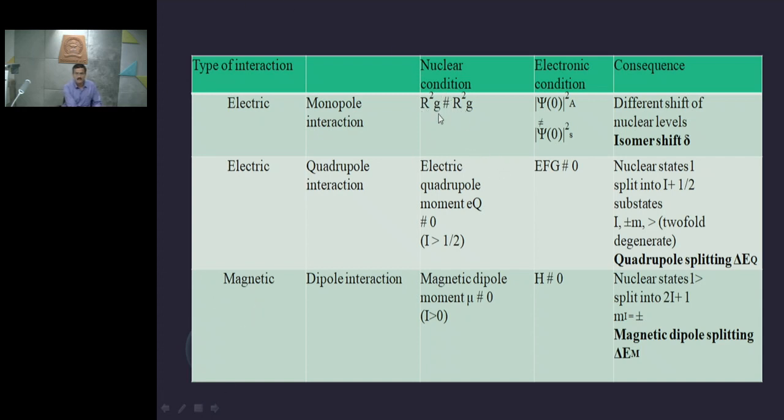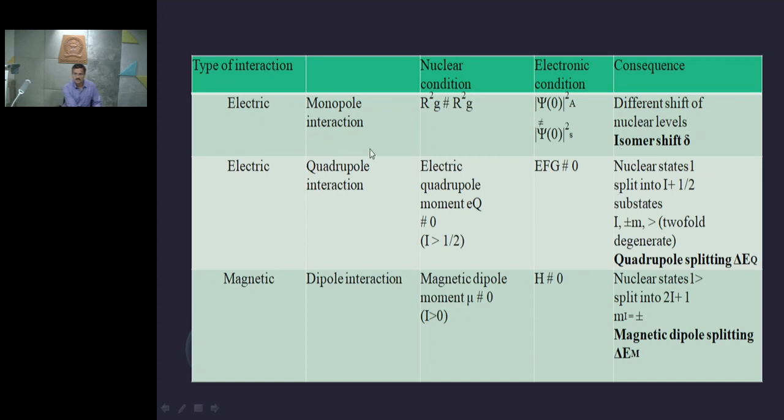For the monopole interaction, there is the r square radius, which would be different with respect to the source and absorber. In the case of electric quadrupole interaction, the electric quadrupole moment is not equal to 0 and the spin is greater than 1/2. In the case of dipole interaction, the magnetic dipole moment would not be 0 and the I value is greater than 0. Here the magnetic applied field is not equal to 0. Here the electric field gradient would not be 0 and the electronic condition would not be the same. Then they show such types of interaction.